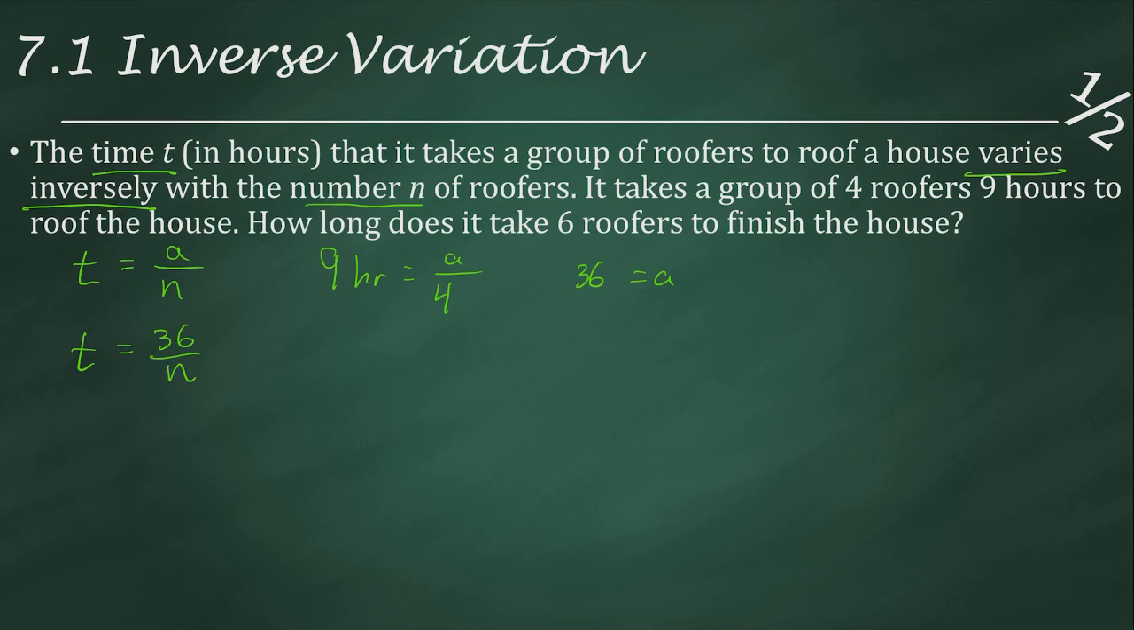So now we can answer our question. How long does it take 6 roofers to finish the house? So we're going to put in a 6 for the n. So 36 divided by 6 is 6 hours.